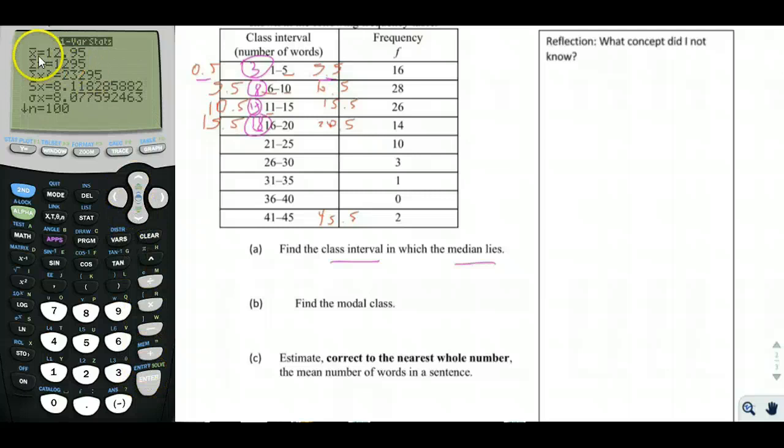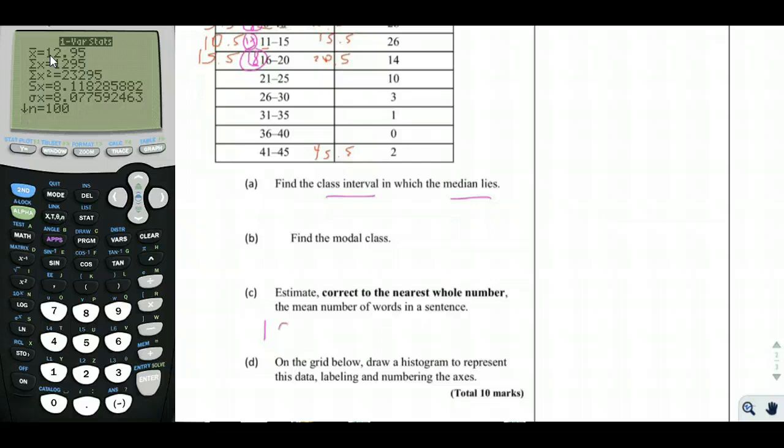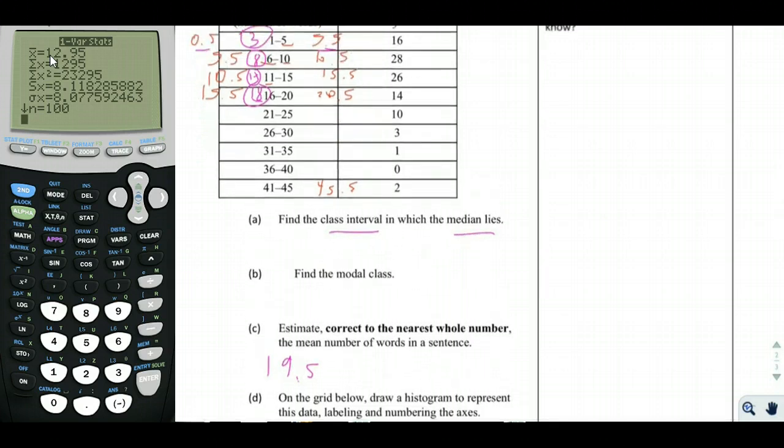Let's see what we get. X bar, which is the mean, is 12.95. We'll write that value down here where it asks us for the mean. We're going to maybe have to adjust that a little bit. Okay, and then find the class interval in which the median lies.